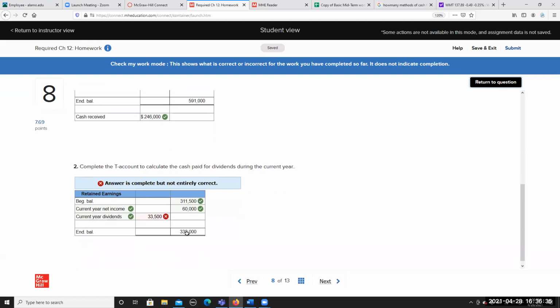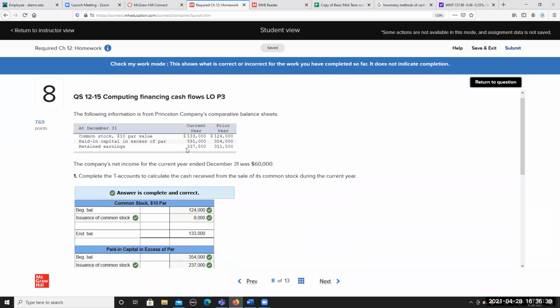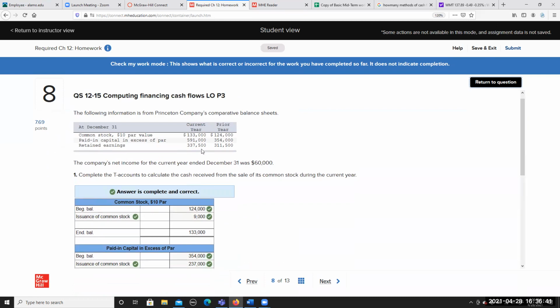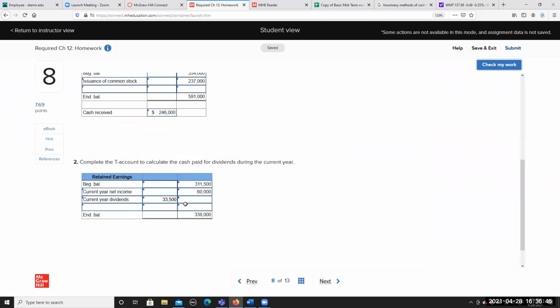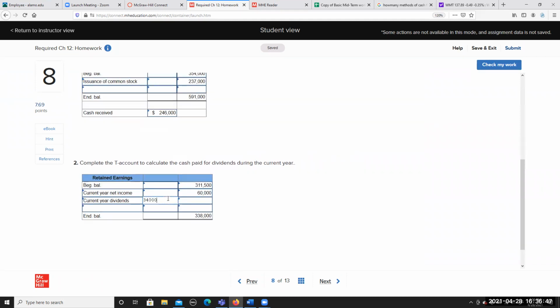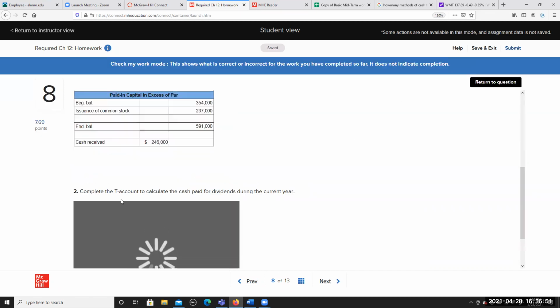So it's 338. So I subtracted again. So I'm at 338 and I'm supposed to be at 337.5. So this should be what, 34,000, another $500. I don't know how I missed that, but let's find out.